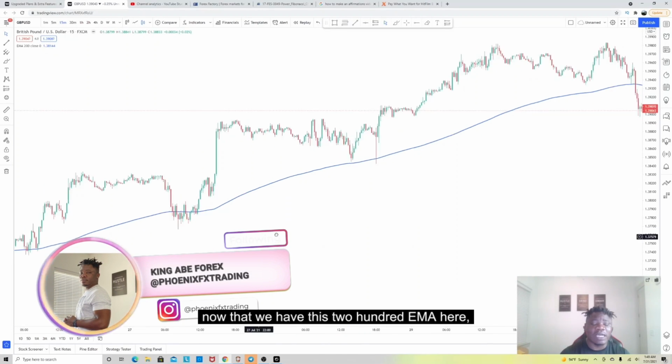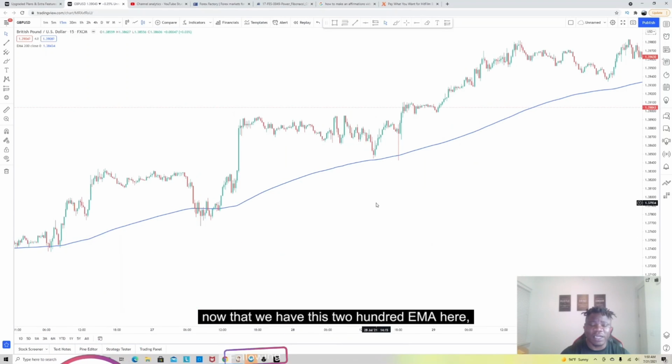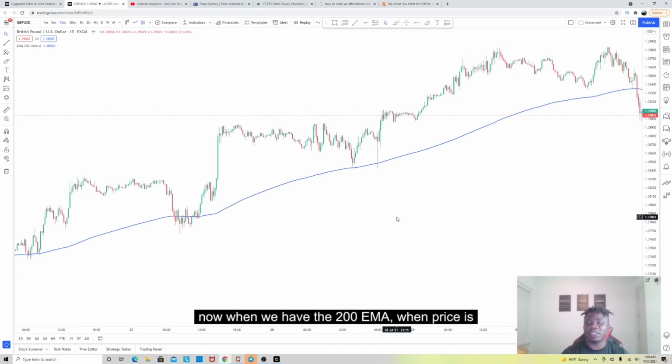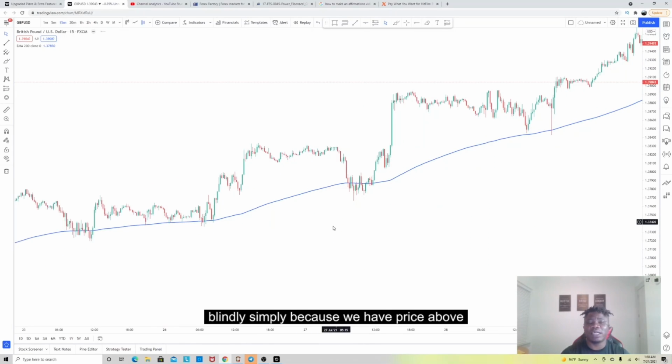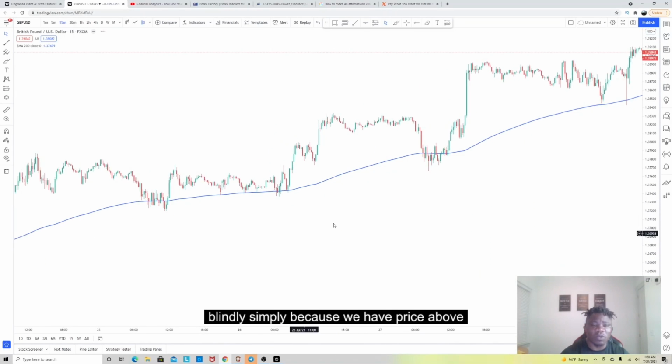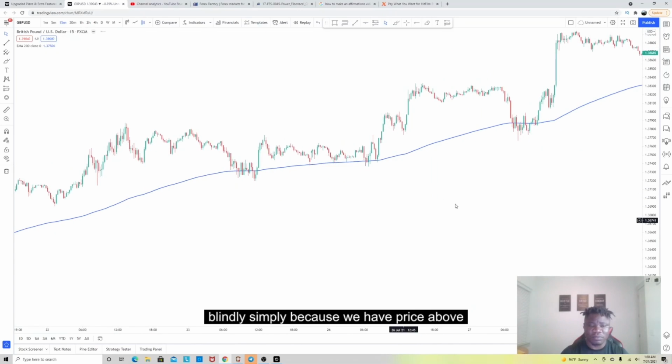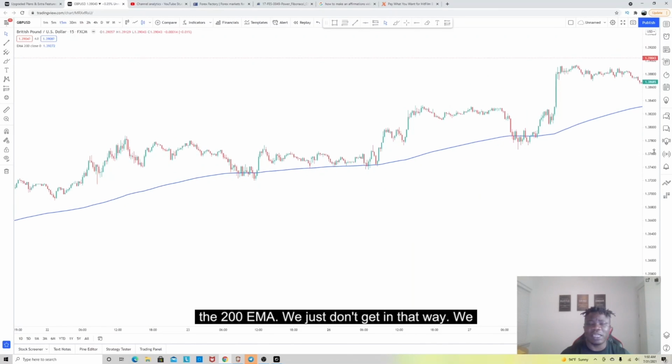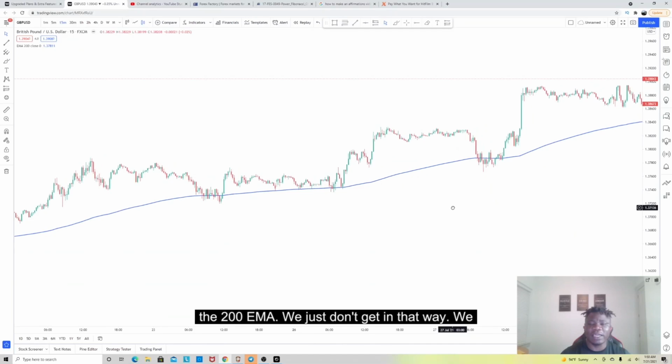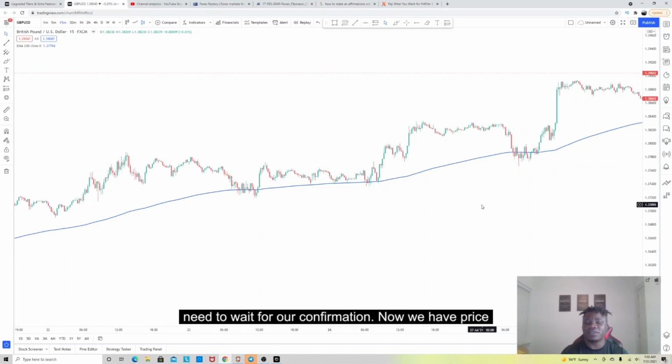Now that we have this 200 EMA, when price is above the 200 EMA, we're only looking for buy opportunities. We only look to get into a trade for a buy. But we do not get in blindly simply because price is above the 200 EMA. We need to wait for our confirmation.